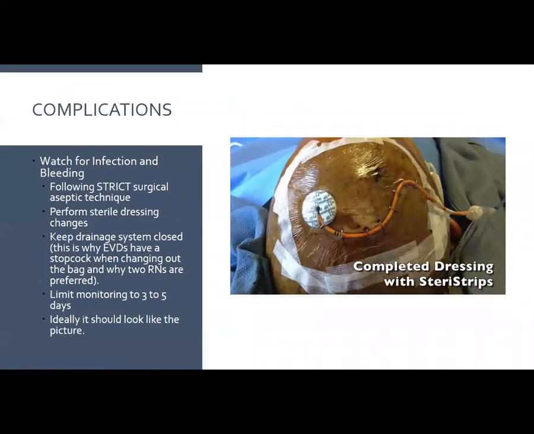So some of your complications, like I said, just making sure if you've got this intraventricular catheter for ICP monitoring, that you are watching for infection. So watch for infection and bleeding, follow strict surgical aseptic technique, perform sterile dressing changes, keep the drainage system closed. This is why EVDs have that stop clock. Limit monitoring to 3 to 5 days. This really depends. And ideally, it should kind of look like this picture here, where it's a closed system, nothing's opening up, and we've got a clean dressing.